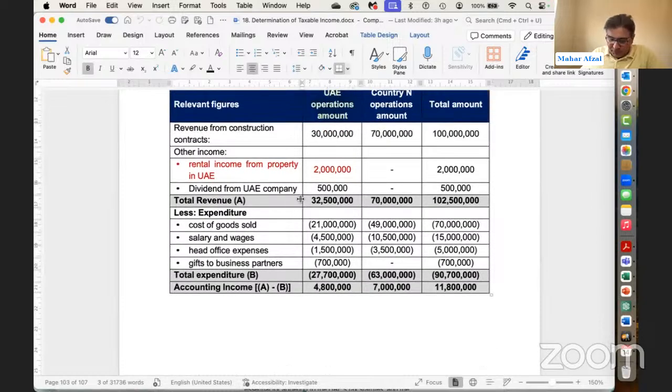Dividend from the UAE company should not be subject to tax because this is exempt income. 5 million. Then rental income from property in the UAE.